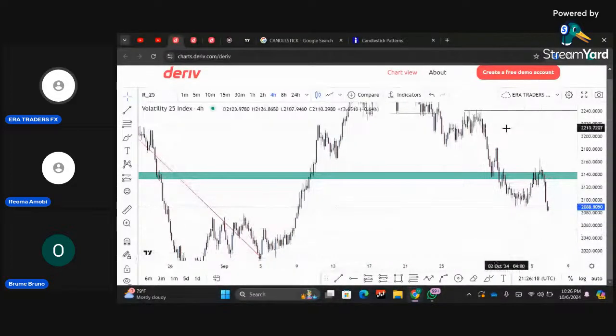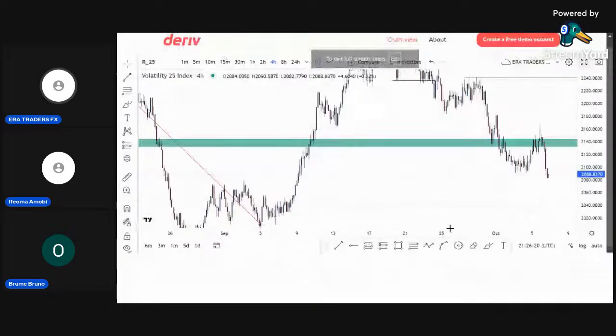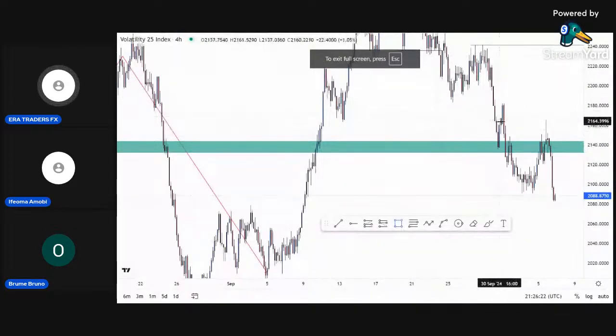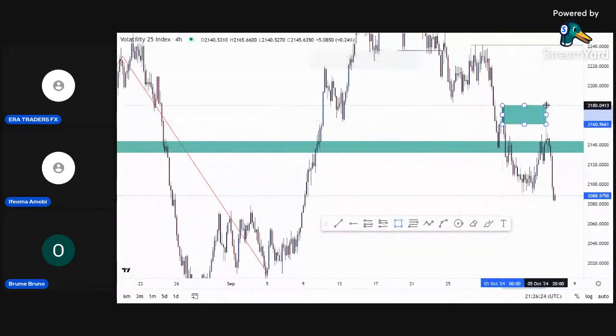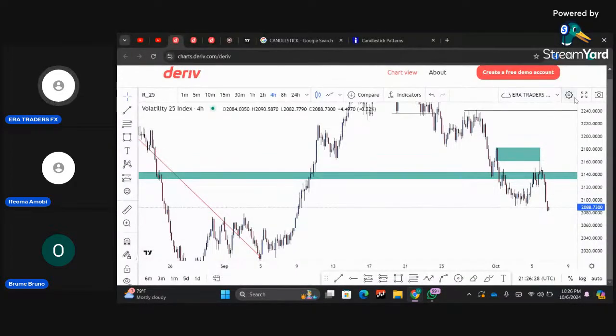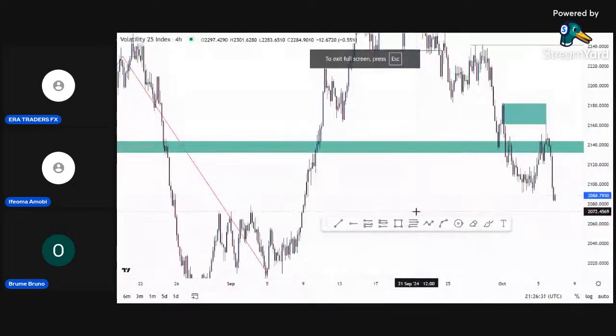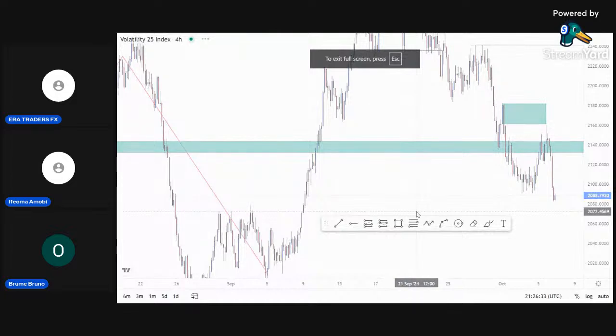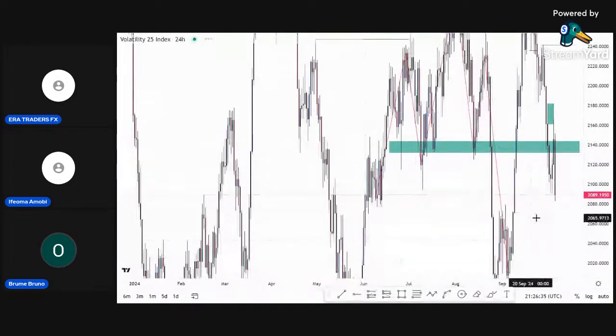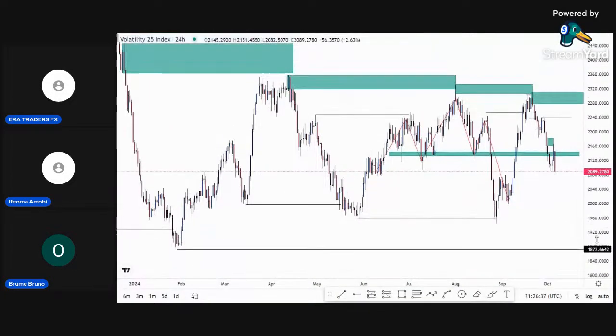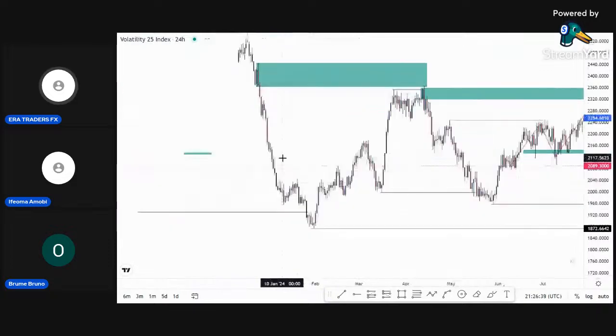Hmm. This trade, I missed this trade. I was anticipating this trade. What were you saying? I said, please, can you use the candlesticks to explain the line chart? Yeah.